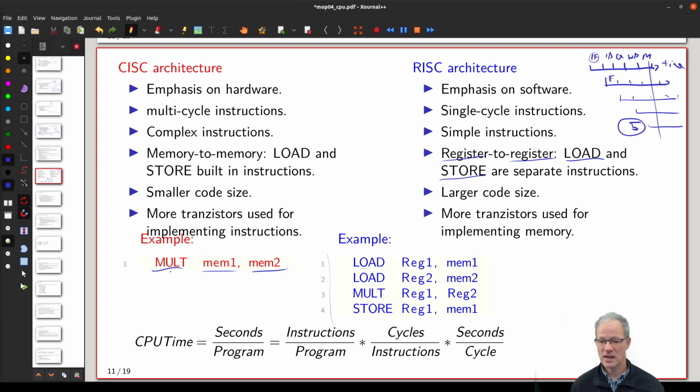This instruction is going to take a longer time. It's going to take multiple cycles to perform. While here we're going to have 4 instructions, each of them taking just 1 cycle. And since the instructions are smaller, each cycle is going to be much shorter than the cycles here, perhaps. So there is a real benefit for RISC architectures nowadays.